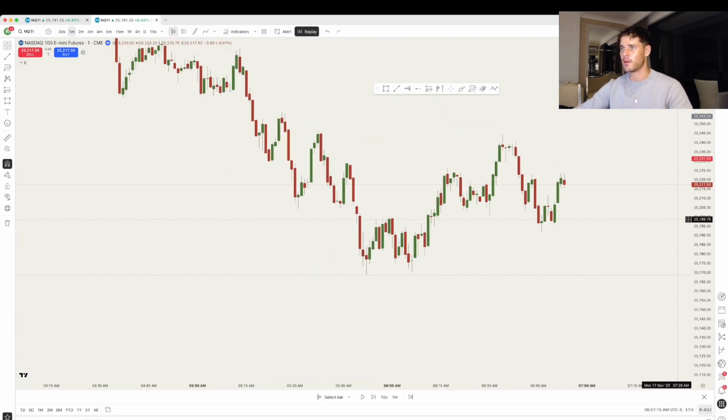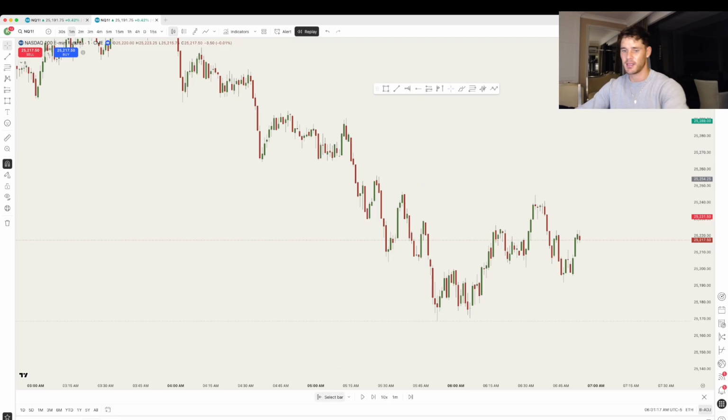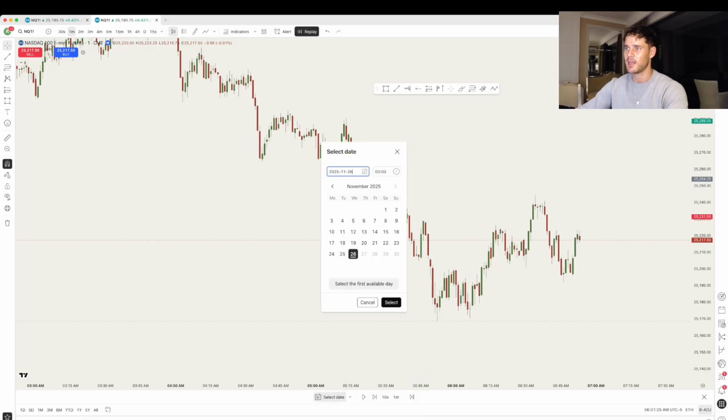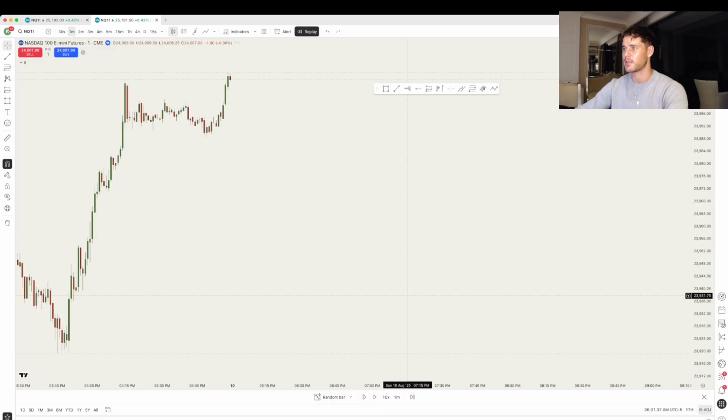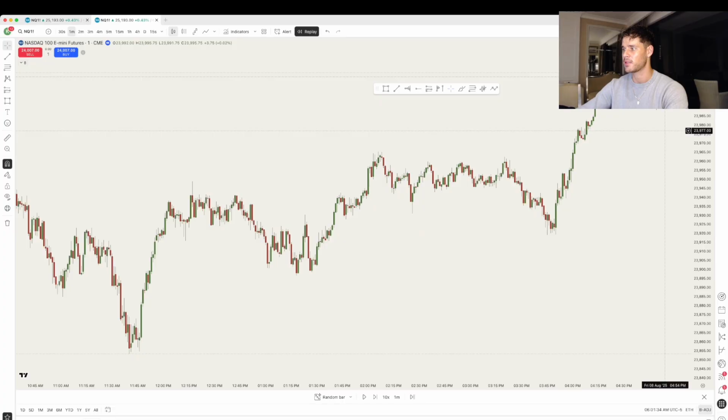Alrighty, sweet. So now you understand how to backtest, right? If there's any questions, again, make sure you send them through. But just to reiterate what we went over, you've got the select date here, which can spawn us into a certain time where you can backtest, right? Then we've got the random bar. So if we go random bar, it's going to bring us to a totally random place in the market. So this is 8th of August 25.